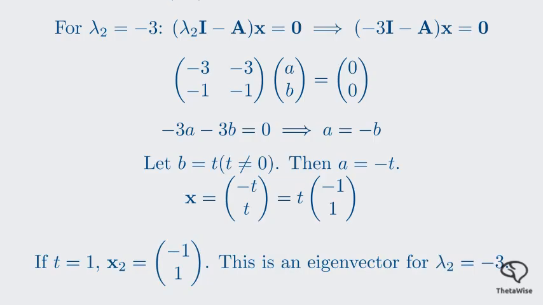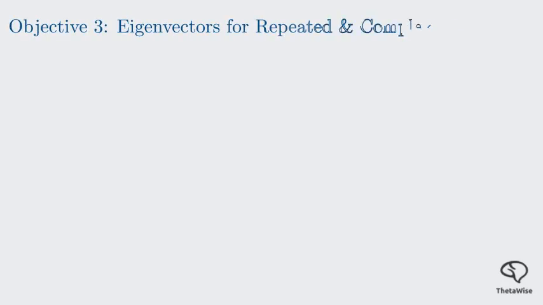We have now successfully found both the eigenvalues and their corresponding eigenvectors. We have completed our second objective. This process is fundamental to all the applications we will explore next. Let's explore eigenvectors for the cases of repeated and complex eigenvalues. This covers our next objective.